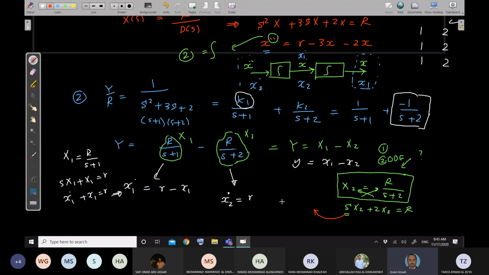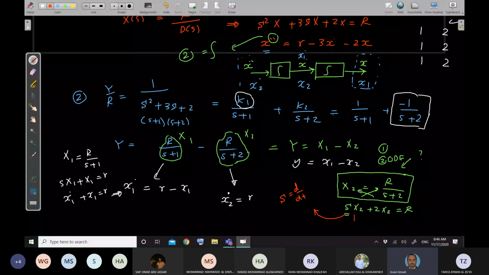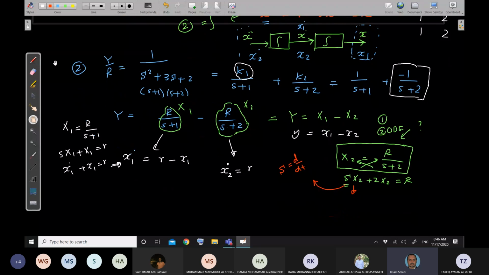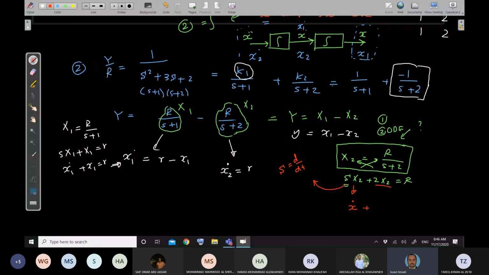In the time domain, s stands for d by dt. Yes? Yes. So if you have s squared, it stands for d2 by dt squared, yeah? So this means that this is the first derivative, yes or no? The first derivative, and for the first derivative we agree to use x dot. Do you see here any s? No. So this will be 2x, and this will be the r.